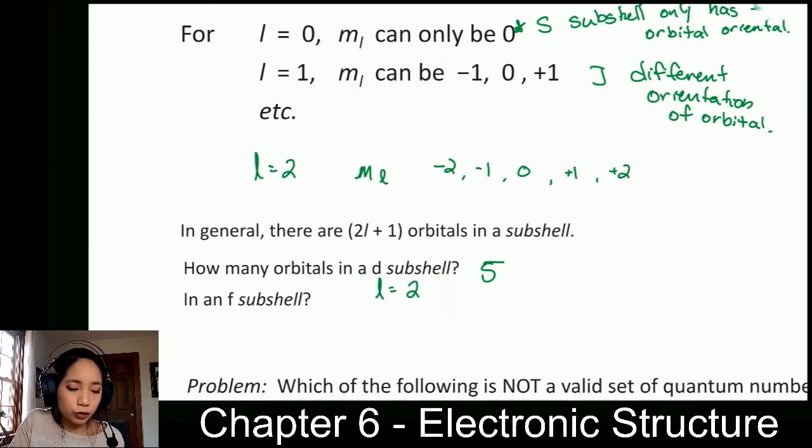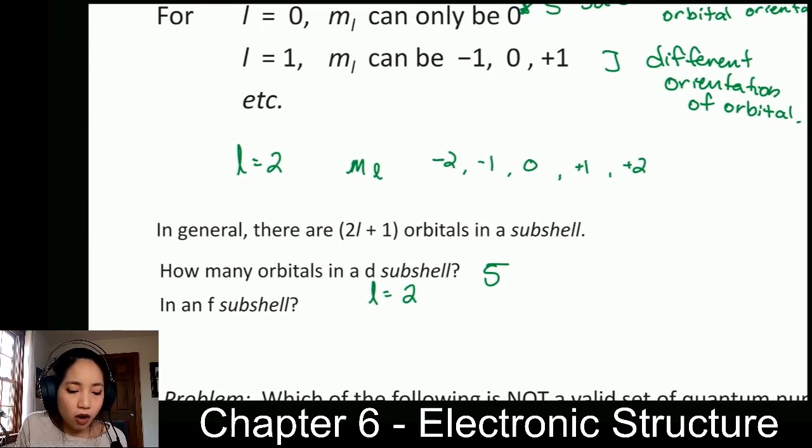And so in general, what you see up here, there are 2 times whatever L integer you have plus 1. That's how many orbitals are within a subshell of L. So remember, subshell is L. Orbitals are the number of ML magnetic quantum numbers that you have.